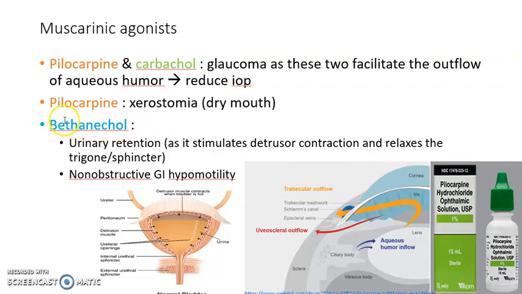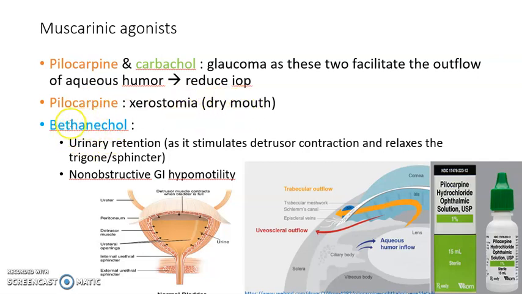Pilocarpine is also used for xerostomia, which is dry mouth, especially in patients undergoing certain procedures that cause dry mouth. So pilocarpine will help reduce the problems of dry mouth.